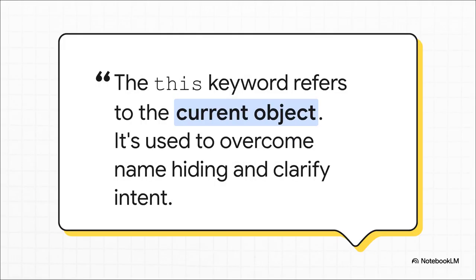The solution is this little magic word, this. You can think of this as the object's way of talking about itself. So when we write this.name, we're being crystal clear. We're saying, hey, set my own internal name field to the value of that name parameter that just came in. It gets rid of all the confusion.